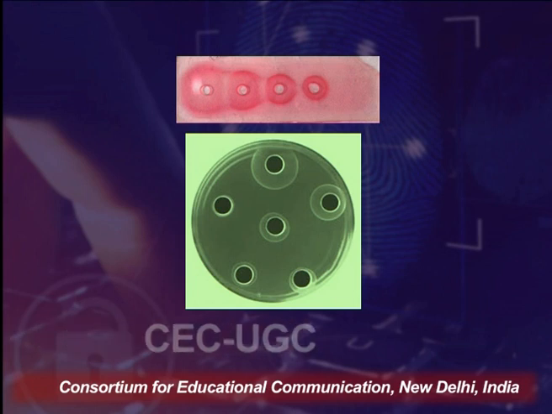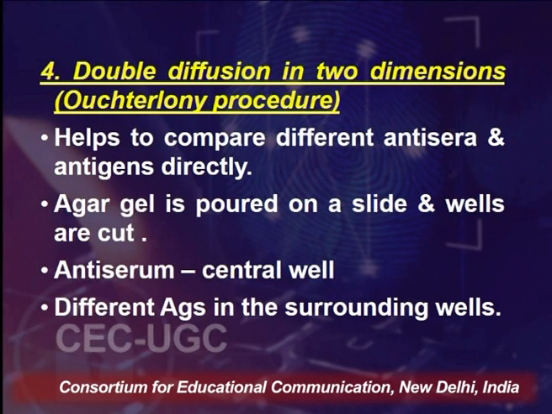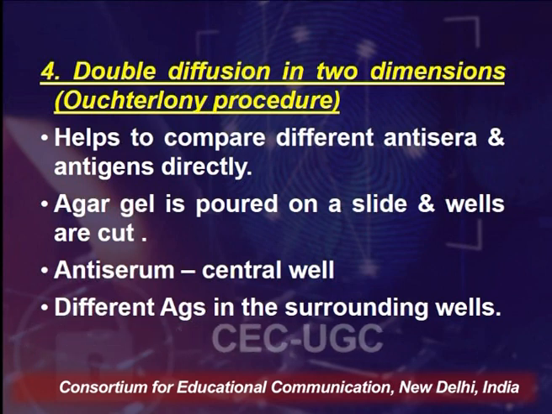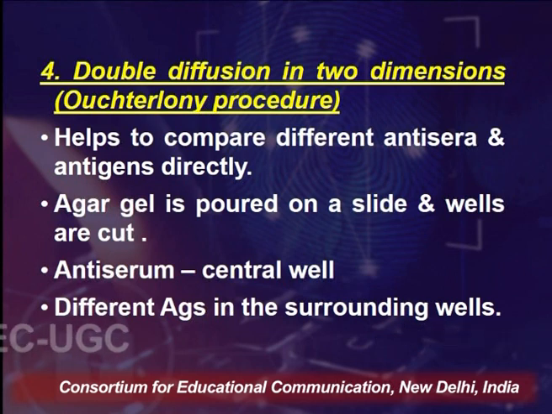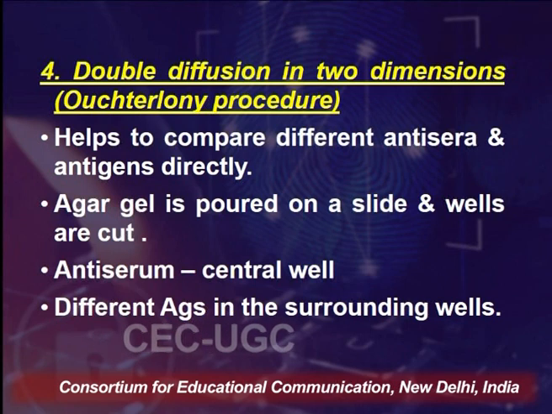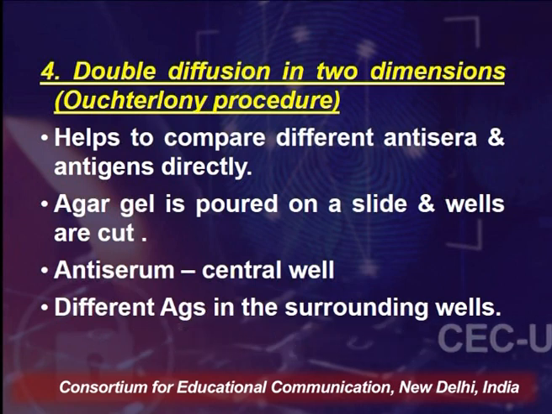Now, next we have double diffusion in two dimensions. Double diffusion in two dimensions is also known as the Ouchterlony procedure. It helps to compare different antisera and antigens directly. Agar gel is poured on a slide and wells are cut. Antisera is put in the central well and different antigens in the surrounding wells.